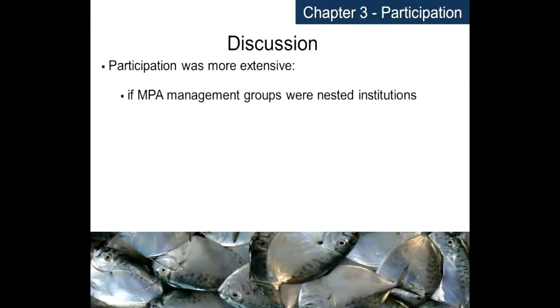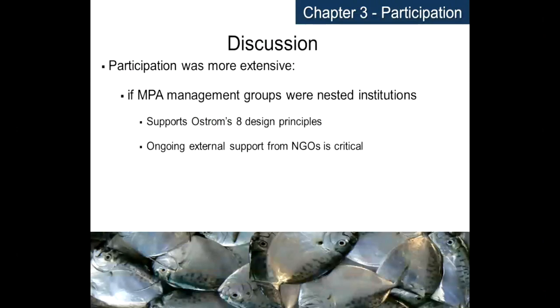So participation was more extensive if MPA management groups were nested institutions. In this context, it means that they were getting support from outside NGOs. And in villages where participation was high, these activities included a number of different things, but importantly, none of it was material or monetary support. This result adds support to the importance of nested institutions, as outlined in Ostrom's 8 design principles, and echoes the previous chapter that ongoing external support from NGOs is critical to achieving success.